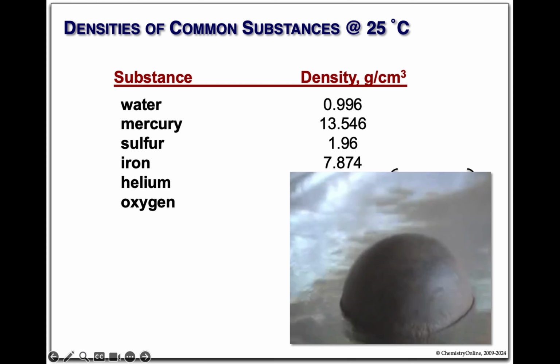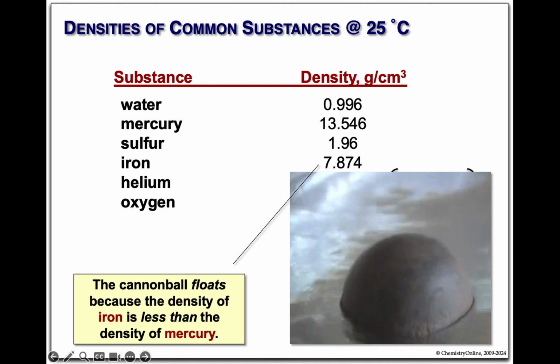Why is it doing that? Because the density of iron in the cannonball is about 7.9. Mercury is more dense at 13.5. The lighter thing floats on the heavier thing. If you crawled into this tub, you would also float. Our density is a little over 1.